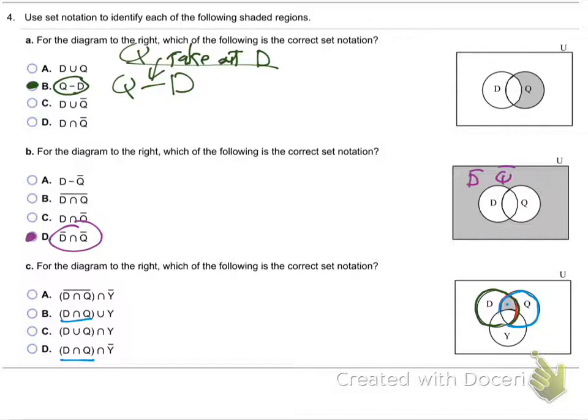So what is that region? That region is not in circle Y, huh? This region up here is not in circle Y. There we go. So that's a little tricky. So this region here is in D and Q and not in circle Y. It's the overlap of D and Q overlapped with not Y territory.